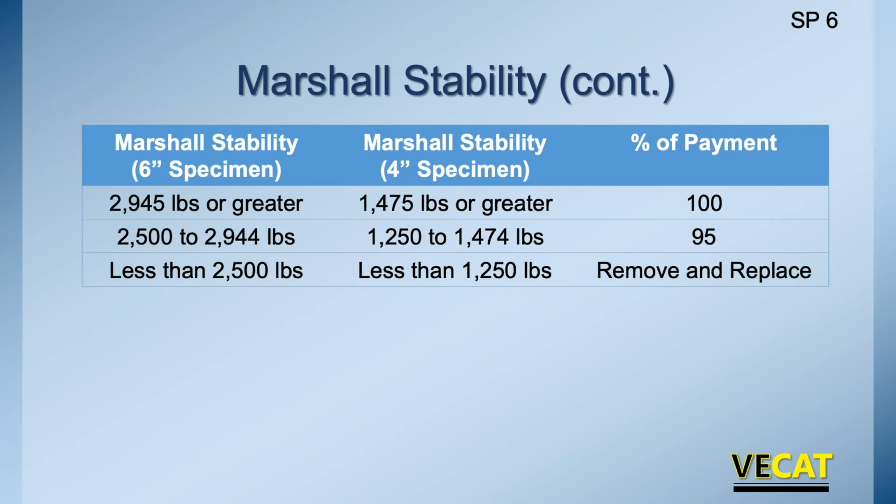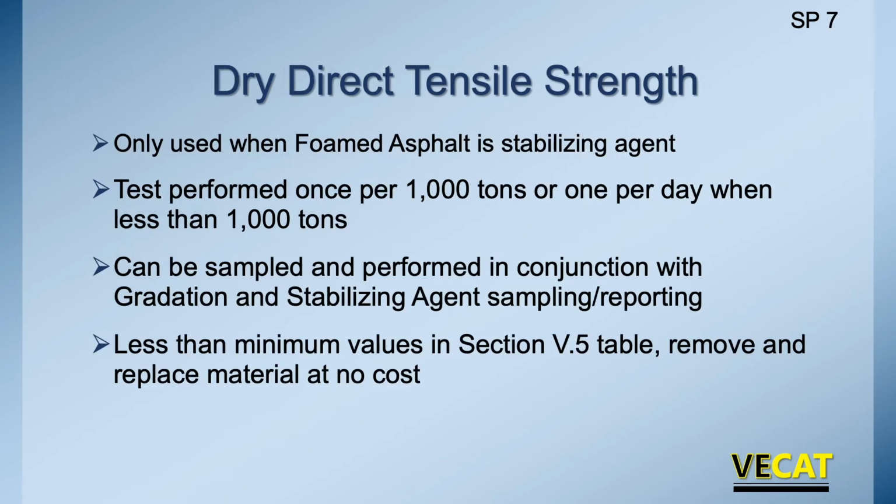So if we're doing a 6-inch specimen, it needs to be 2,945 pounds or greater to get 100% pay. If you're less than 2,500 pounds, you're in remove and replace. So as you're going through production, whether you're at the plant or out in the field doing cold in place recycling, and you're using an emulsion, you need to be 2,945 or greater for 6-inch or 1,475 pounds for a 4-inch for 100% pay.